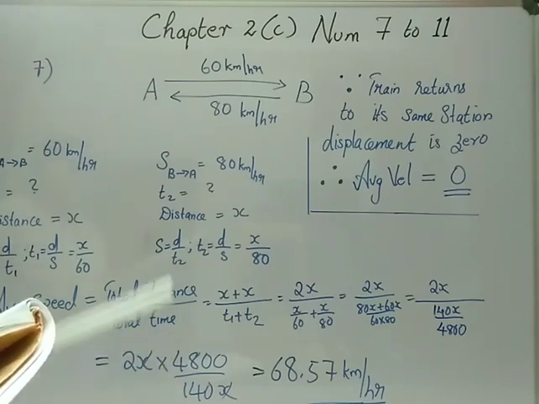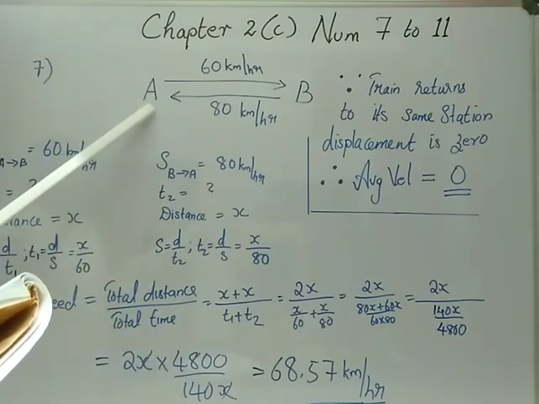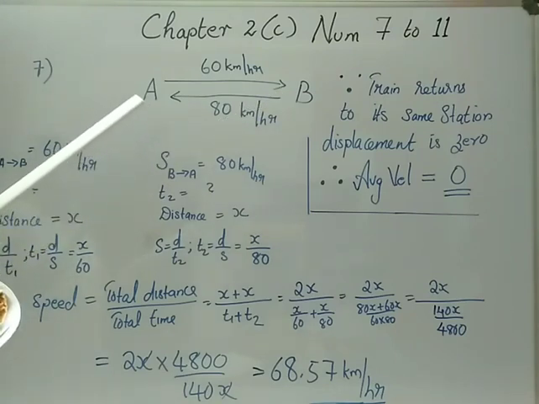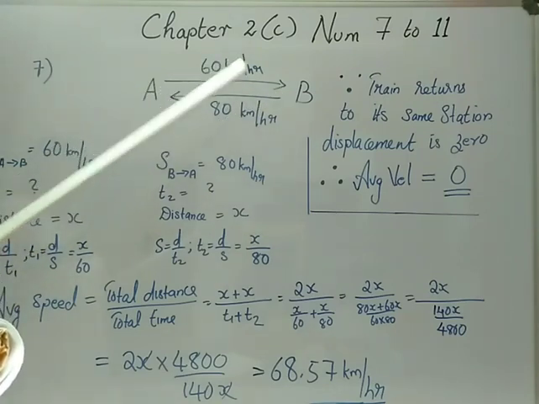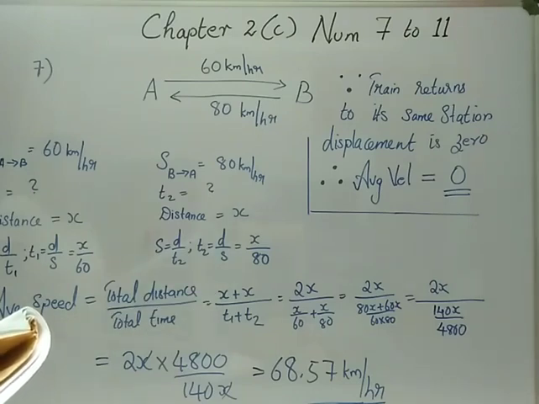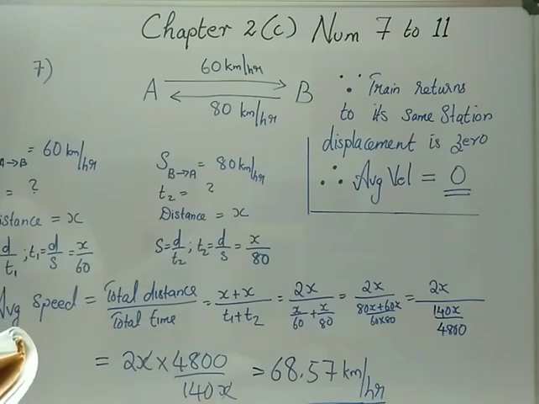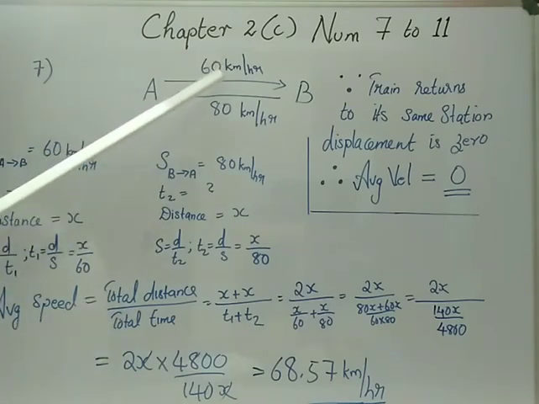A train travels from station A to station B with a speed of 60 km per hour and comes back with the speed 80 km per hour. Calculate the average speed and average velocity of the train. So only two physical quantities are given.